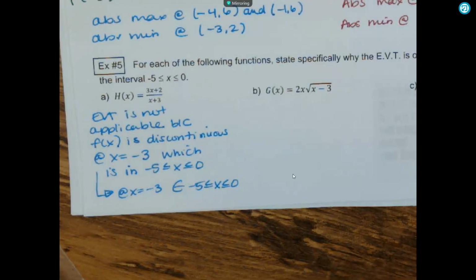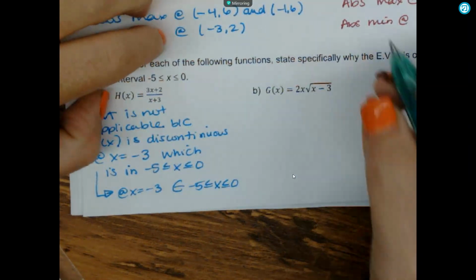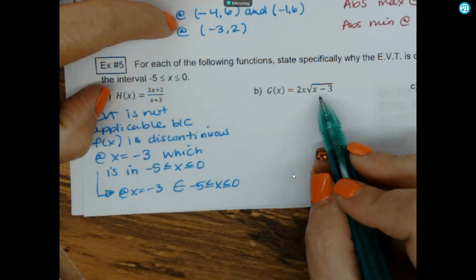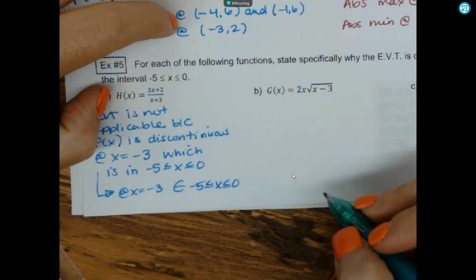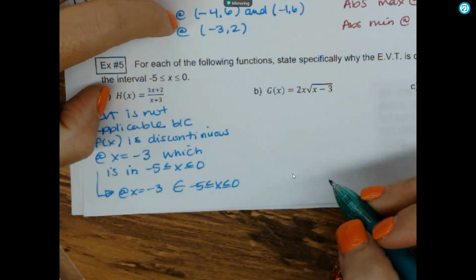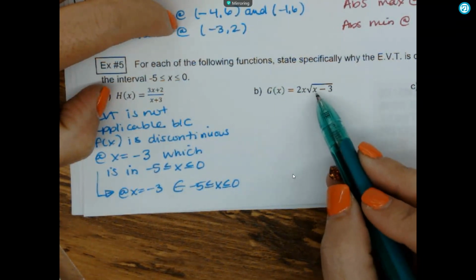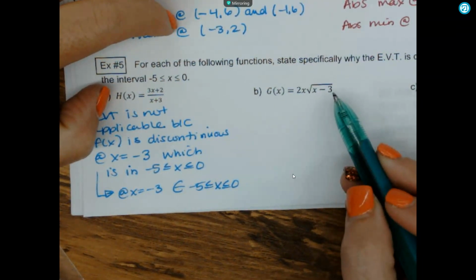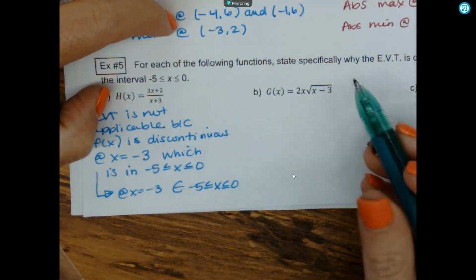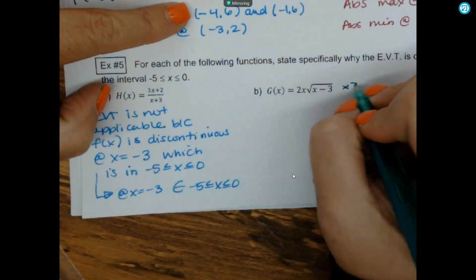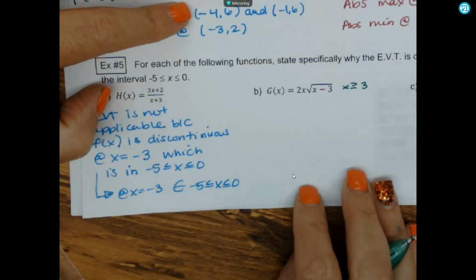All right, what about letter B? Is there anywhere that would make this discontinuous? Okay, we can't have a negative under the radical. So we know that x has to be bigger than, or bigger than what? It has to be bigger than 3, right? 3 would work, right? 3 minus 3 is 0. We can have a 0. But if we go less than 3, like 2, we're going to have a negative number. So we know x has to be greater than or equal to 3, correct?